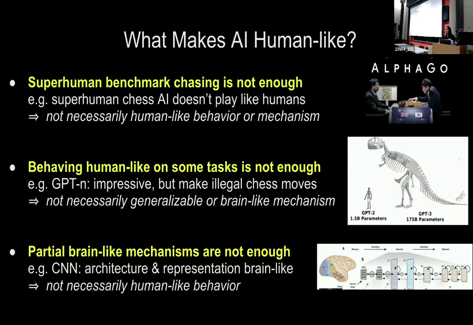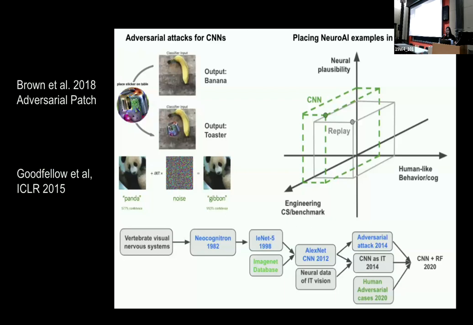Another example that has been brought up a couple of times is convolutional neural networks. These architectures have shown very impressive correspondence with both monkey and human electrophysiology and fMRI data in the visual cortex. However, if you look at adversarial examples, very simple adversarial examples, like, for instance, adding a little bit of noise to that panda over there.